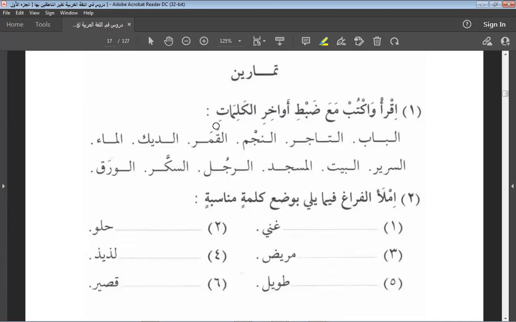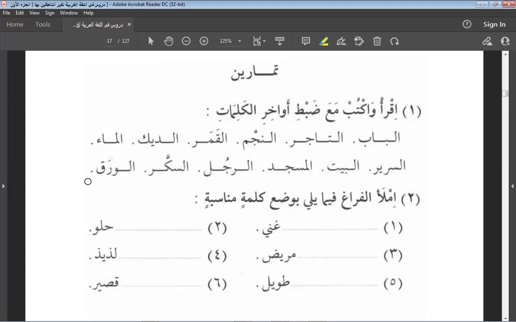It says, اقرأ واكتب مع ضبط أواخر الكلمات. We've seen this same instruction in the book. اقرأ means read, واكتب means and write, مع ضبط whilst vowelizing, أواخر the endings, الكلمات. أواخر is the plural of آخر, so the endings of the words. So you know the meaning of this instruction; anywhere you meet it in the book, you already know what they are requesting of you. The same way: الباب، التاجر، النجم، القمر، الديك، الماء، السرير. Here he wants you to vowelize: البيت، المسجد، الرجل، السكر، والورق. الورق, the leaves or sheets of paper.